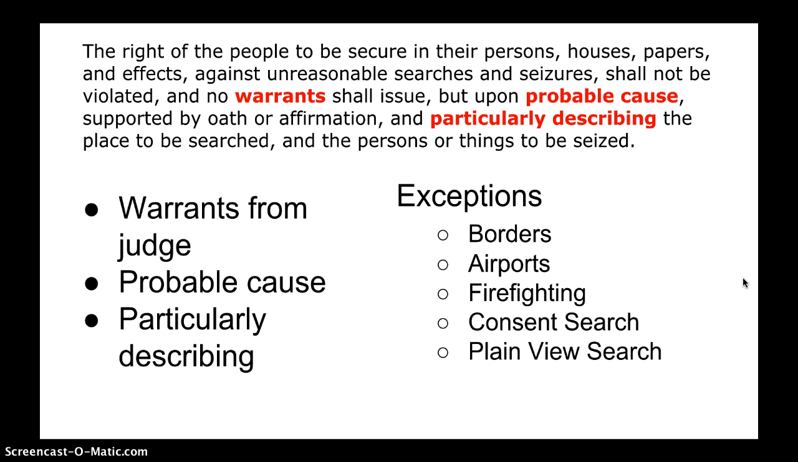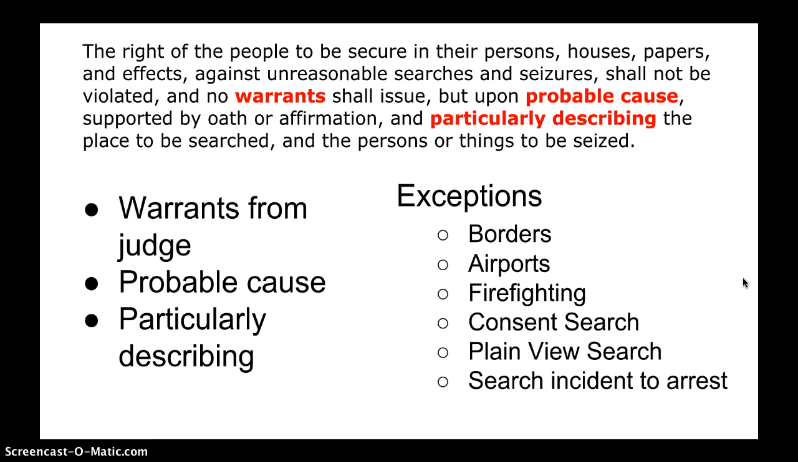Another one is called a plain view search. If something is in plain view, if an officer spots something in plain view, they don't need a search warrant to seize it. For a plain view search to be legal, the officer must be in a place that he or she has the right to be in, and the object that is seized must be plainly visible in the location.